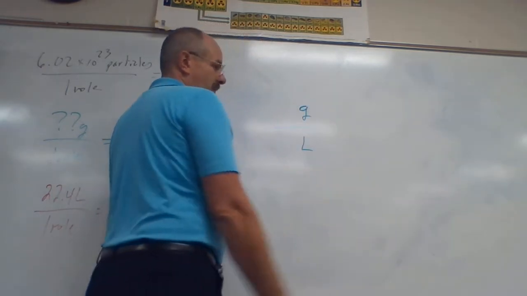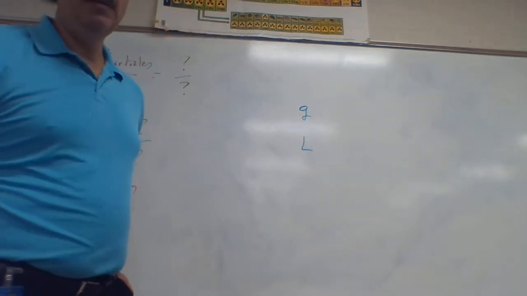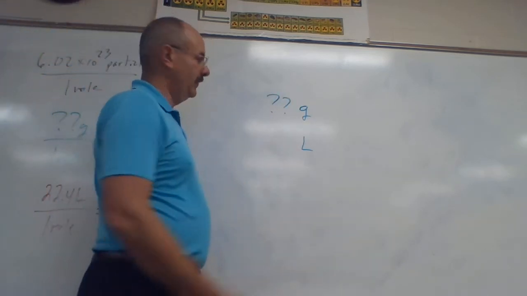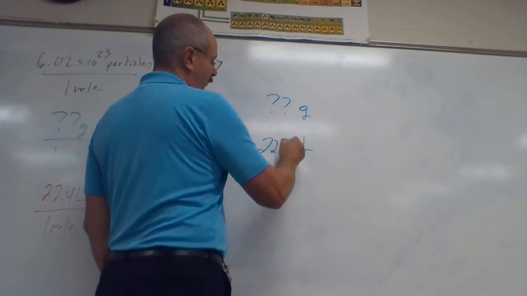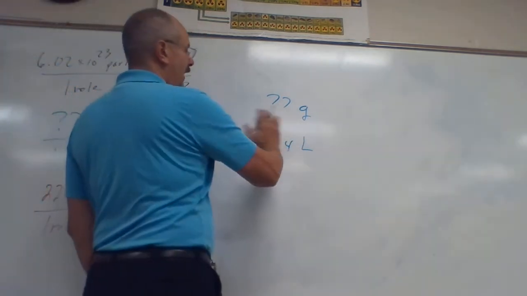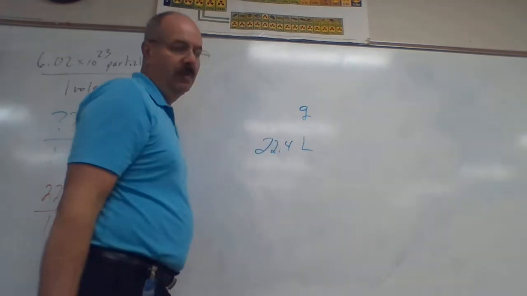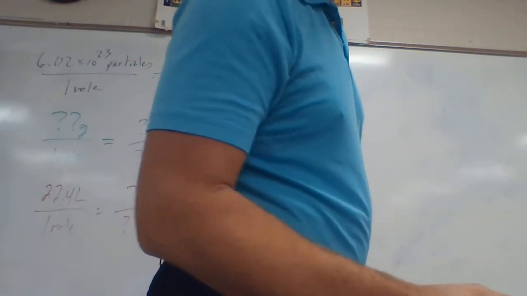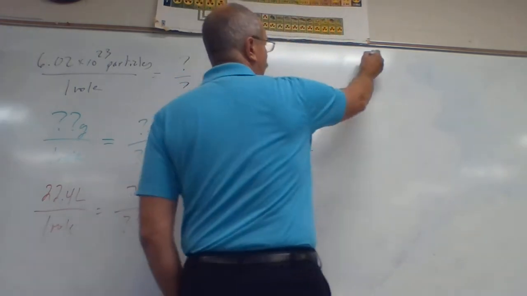grams over liters, right? So in order to do this, we need the molar mass. We need that double question mark guy. And then the liters of a mole is 22.4. So really all we've got to do is figure out the molar mass of that substance and put it in here. So the first one we've got is propane, C3H8.